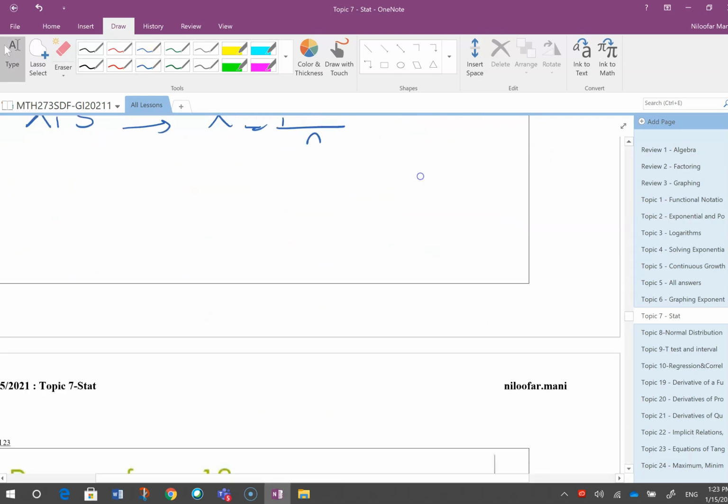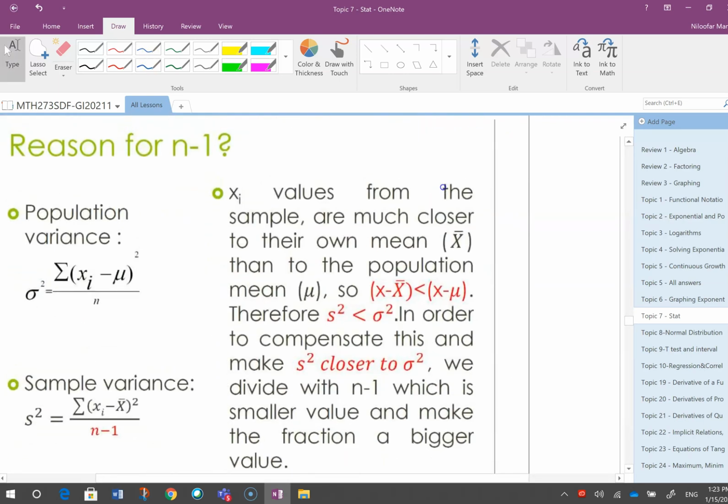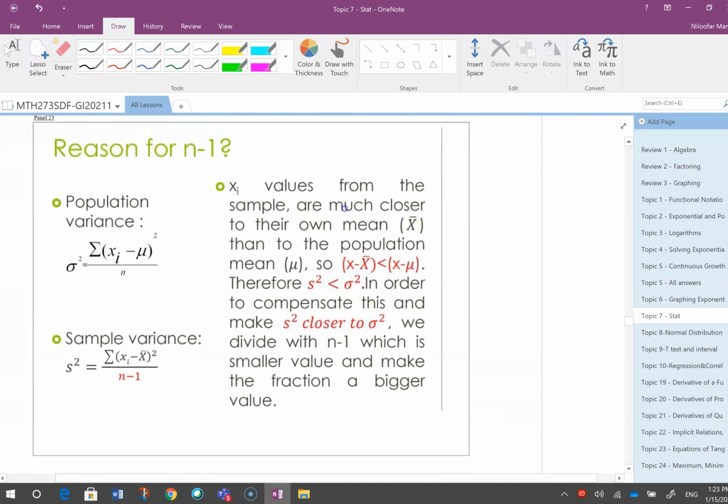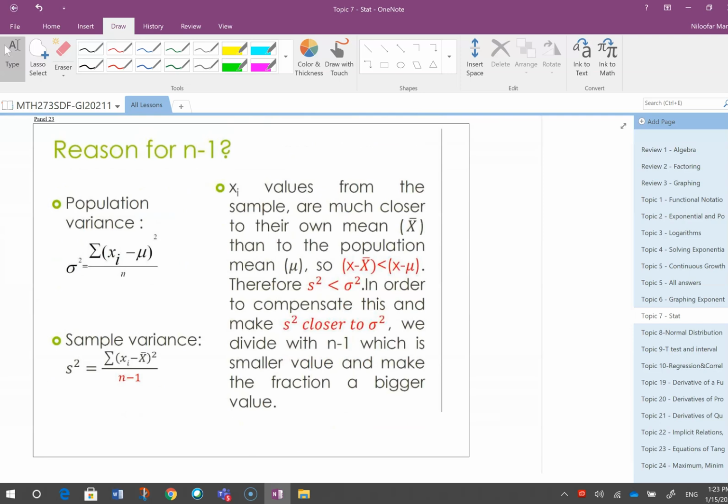Okay, so I'm going to show you the reason for n minus 1. Let's look at here. Again, I'm not going to ask you this, but I want you to see the reason, because then you don't forget. When you see the formula, you don't mix it up. Do I need to square? Do I need to do a square root? What should I do in this case?